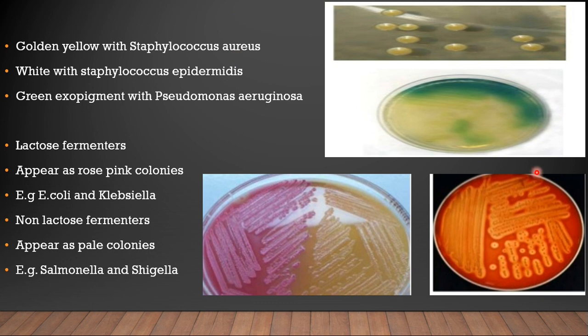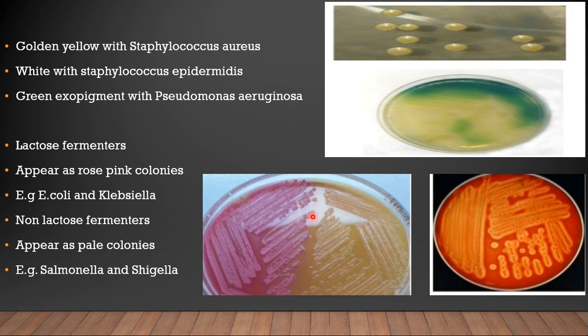So here you can see some pictures. The golden yellow is Staphylococcus aureus, and the white color is Staphylococcus epidermidis. And in this picture you can see a green pigmentation. This green pigmentation is mainly because of the organism called Pseudomonas aeruginosa. So if you have this pigmentation, we can identify that it is Pseudomonas aeruginosa.